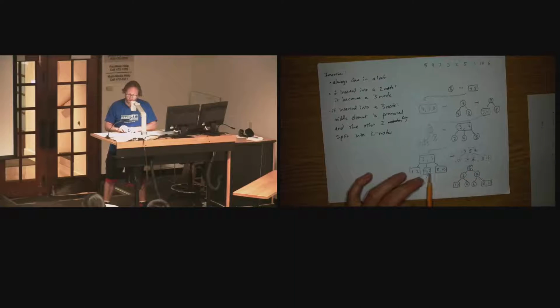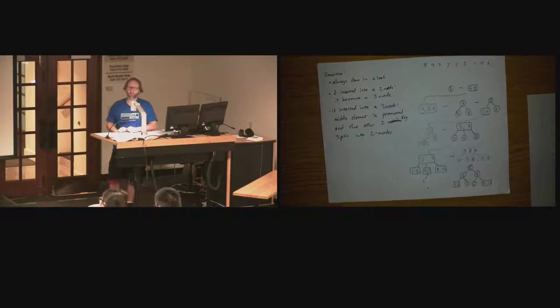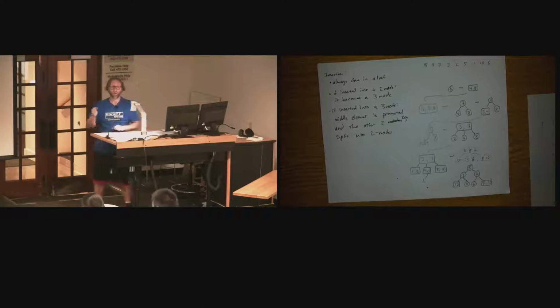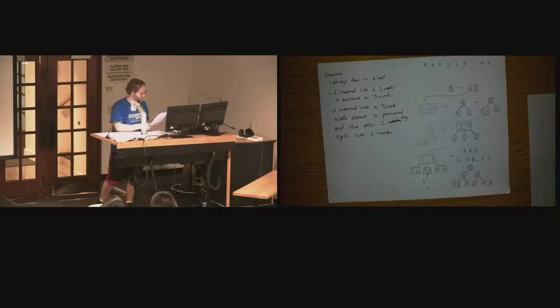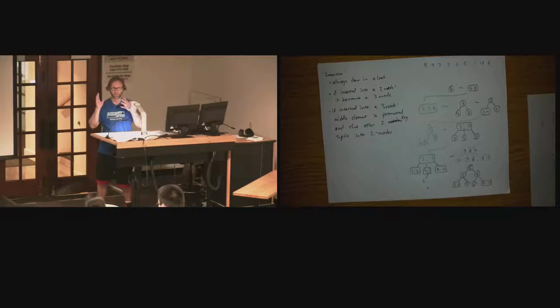When a leaf gets overfull and it promotes up, it might end up promoting all the way up to the top. Right? And a B tree is simply a generalization of this. Instead of allowing 1 or 2 keys per node, it allows up to m keys, and there's a minimum number of keys and then a maximum number of keys.